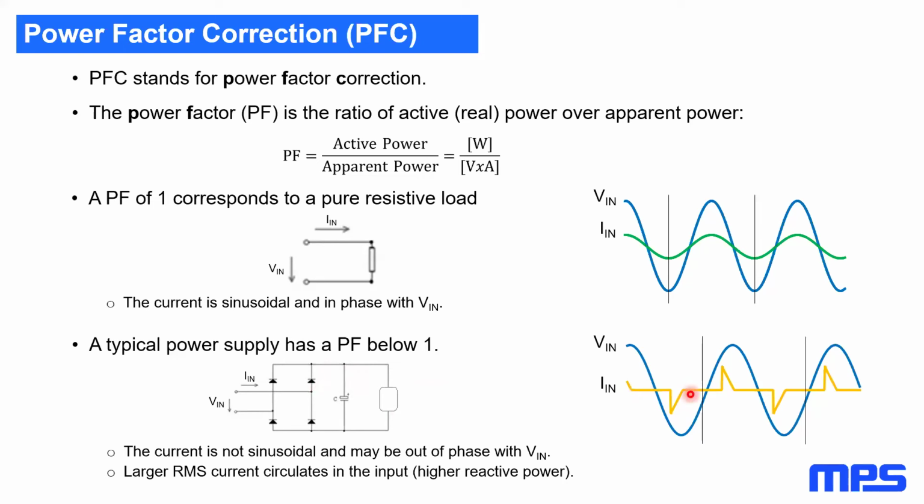It's very far from a sinusoidal waveform. It's usually just peaks of current during the recharge of the capacitor, in short duration, and also possibly out of phase with the input voltage. And in that case, it tends to create a large RMS current, because this peak here is quite high compared to the average. So you get large RMS current circulating. So you have high reactive power, which is apparent. So the sum of active plus reactive is the apparent power. So the more reactive power you have, the lower the power factor.